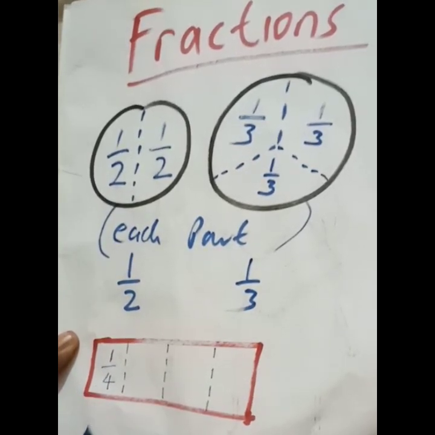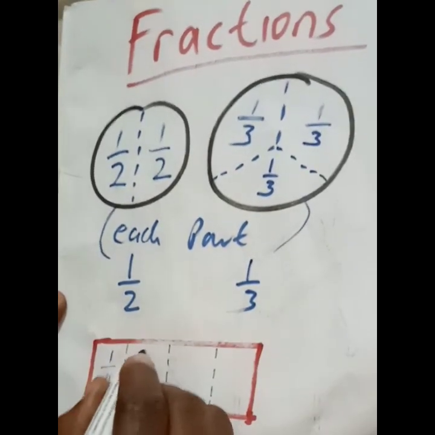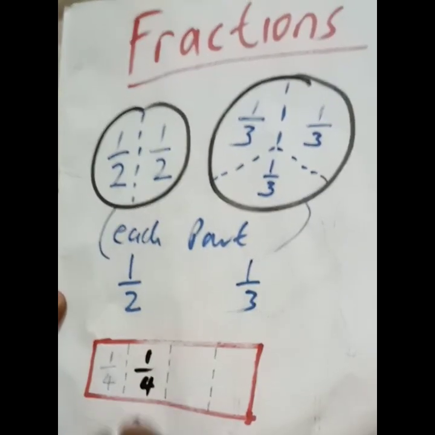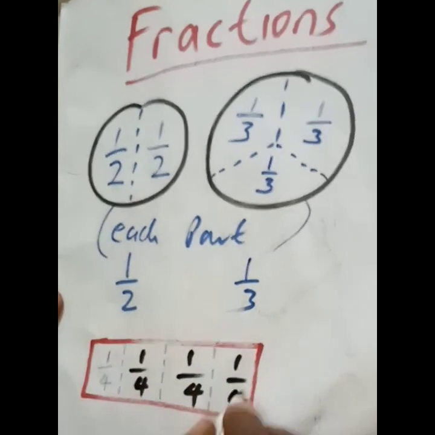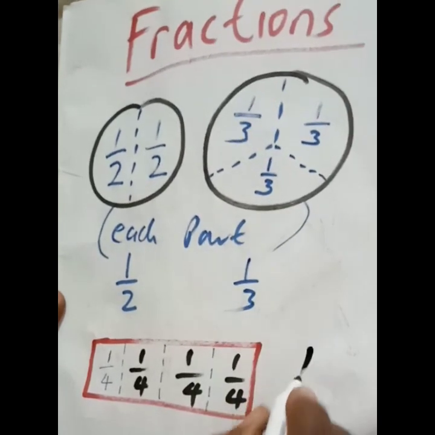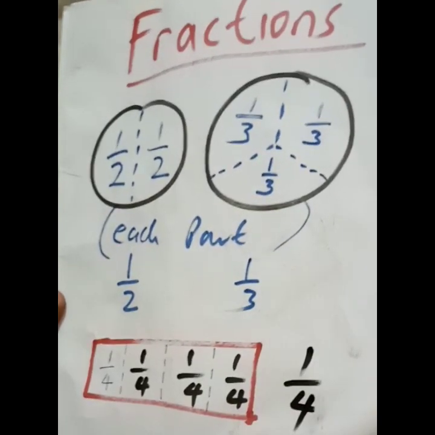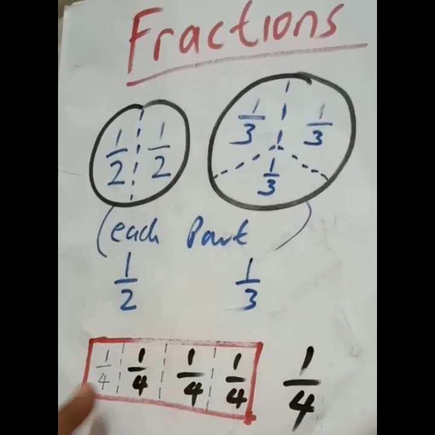So let me use a thicker pen so that it could be visible to the video. 1 over 4. So the fraction here, each part is what? 1 over 4. We divided this biscuit into 4 parts, each 1 over 4. I hope you got the concept now.